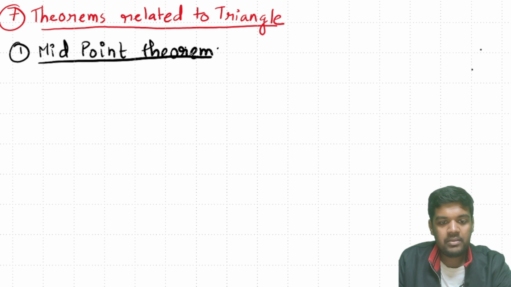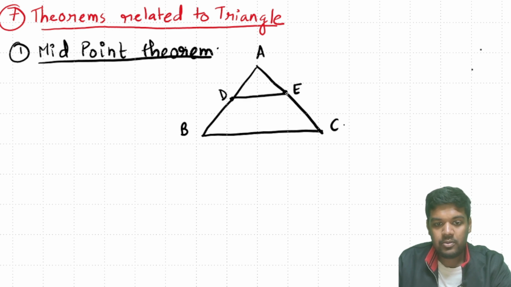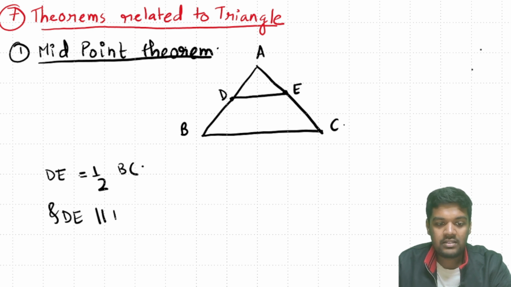So in midpoint theorem में क्या बोलता है? Let's say this is a triangle ABC. And let's say AB का midpoint is here, point D, and AC का midpoint is here, point E. So if I join these two midpoints, DE will be half the third side. Half the third side क्या है? BC. And DE will also be parallel to the third side.